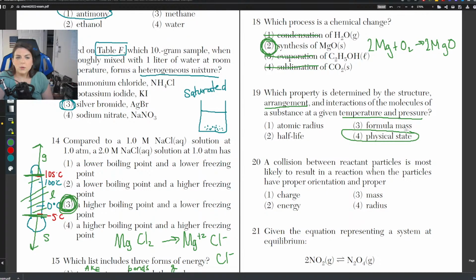Atomic radius is not going to change based on temperature or pressure. Half-life, not happening. And then formula mass, that's not happening either. The only way to change formula mass is for something to undergo a reaction and then become something else.